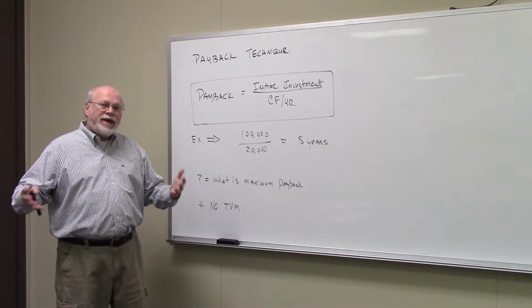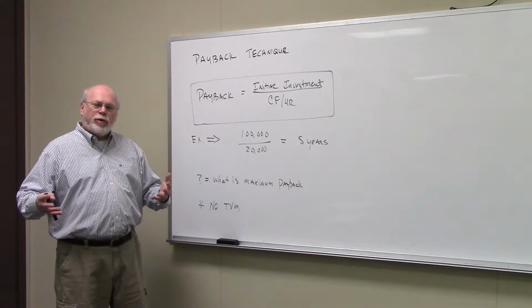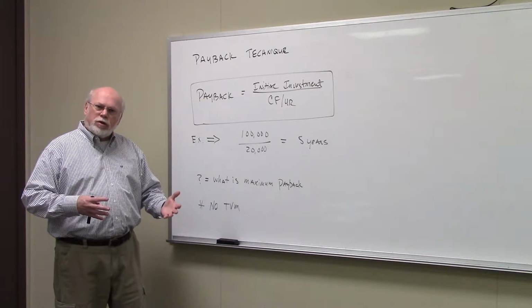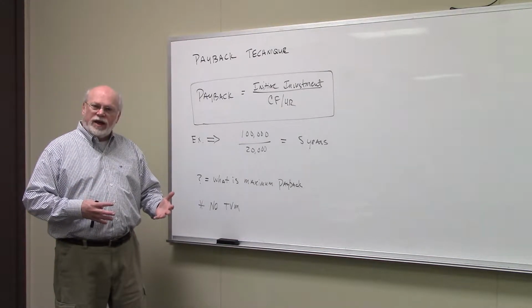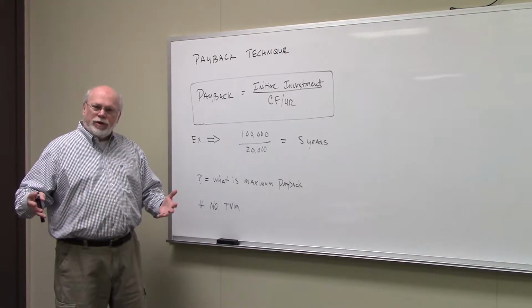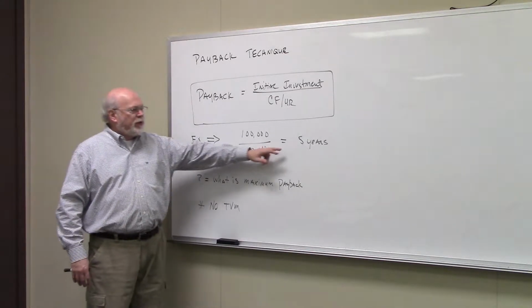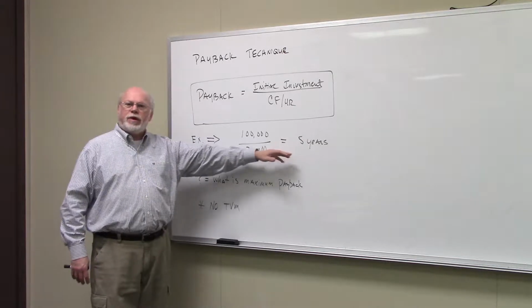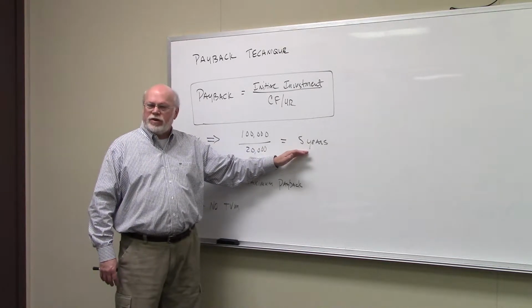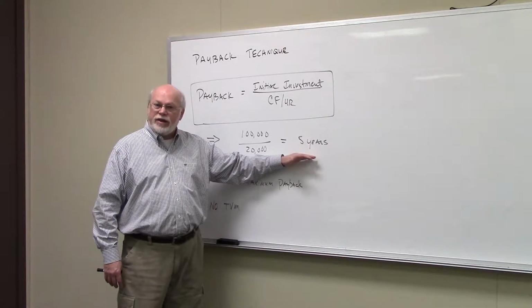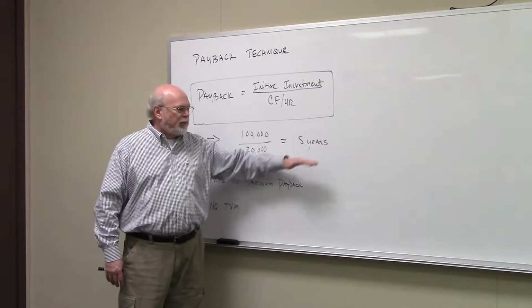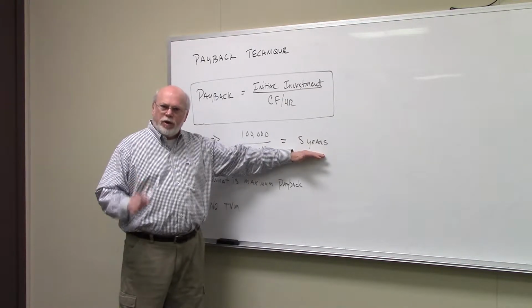All things being equal, you'd like a payback on a project to be a shorter time than a longer time period. So all things being equal, we'd rather this payback be 3 years rather than 5 years, and we'd rather it be 5 years than 9 years. Again, all things being equal, you'd like that number to be as small as possible.